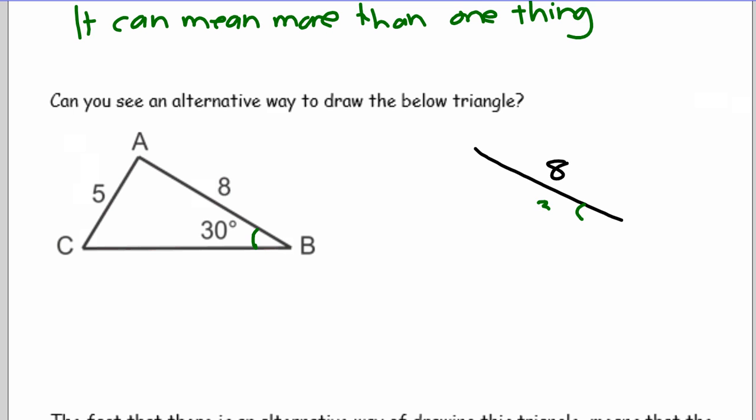Oh, so maybe you could just make 5 the bottom one. Yeah, that's one way. Actually, yeah, that would give us an alternative way of drawing it. We had 5 on the bottom, kind of 5 along here. Aren't you just flipping? That would not work.